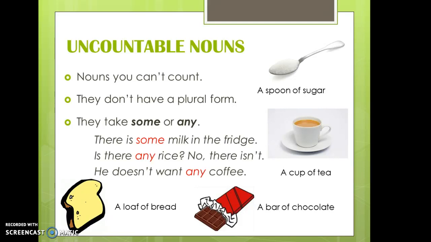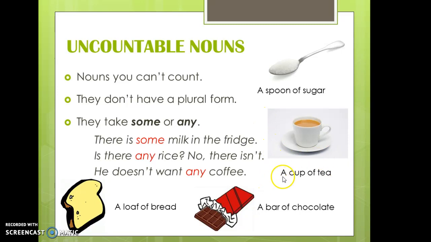Then, as I told you, these nouns can't be counted, but there is one way to count these things, and this is using a partitive expression. For example, we have a spoon of sugar. You can count spoons of sugar. You can say 1 spoon of sugar, 2 spoons of sugar, 3, 4, 5 spoons of sugar.